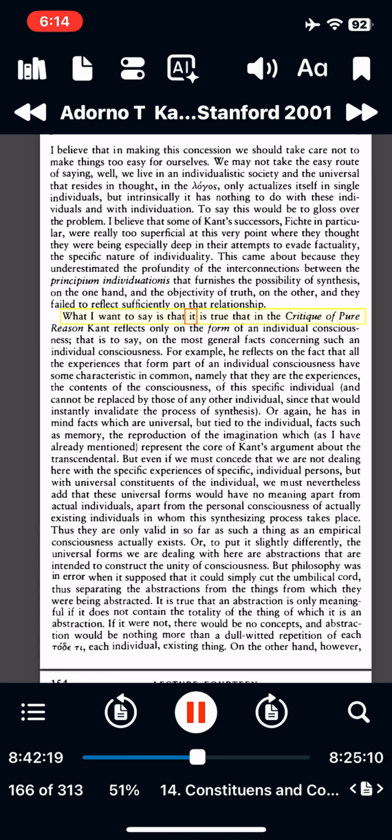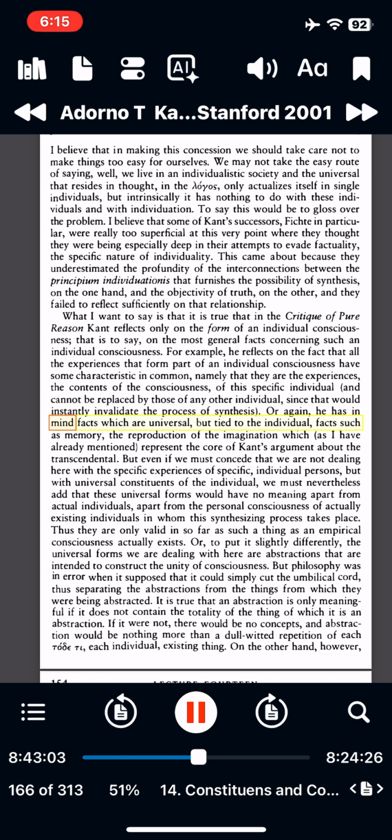What I want to say is that it is true that in the Critique of Pure Reason Kant reflects only on the form of an individual consciousness. That is to say, on the most general facts concerning such an individual consciousness. For example, he reflects on the fact that all the experiences that form part of an individual consciousness have some characteristic in common, namely that they are the experiences, the contents of the consciousness, of this specific individual, and cannot be replaced by those of any other individual, since that would instantly invalidate the process of synthesis.